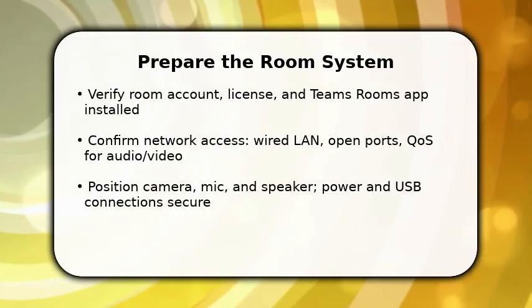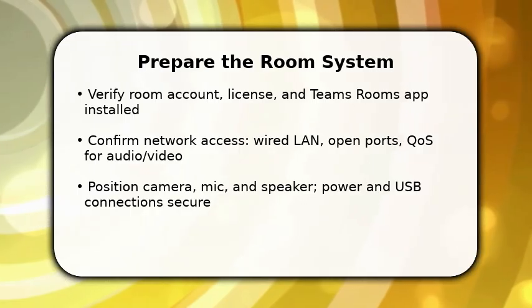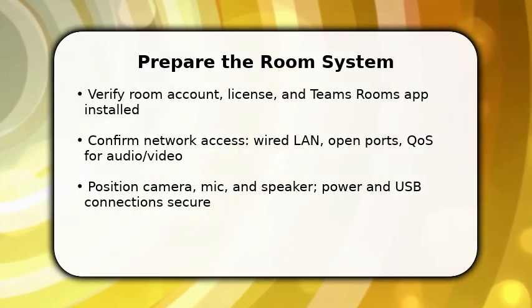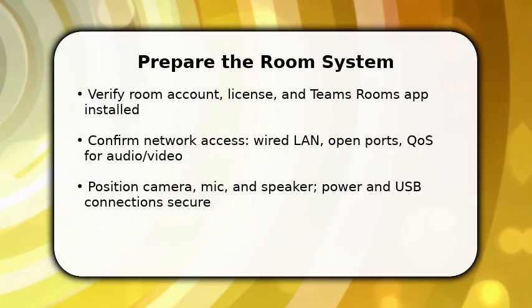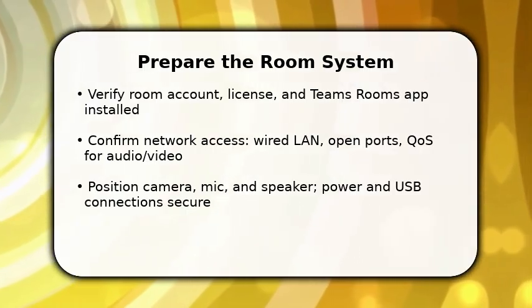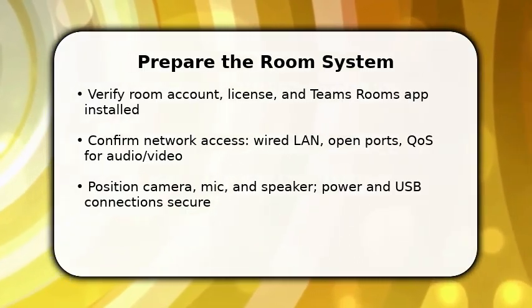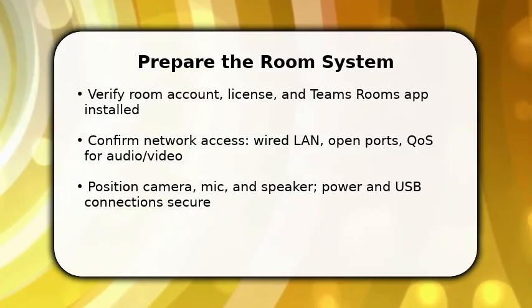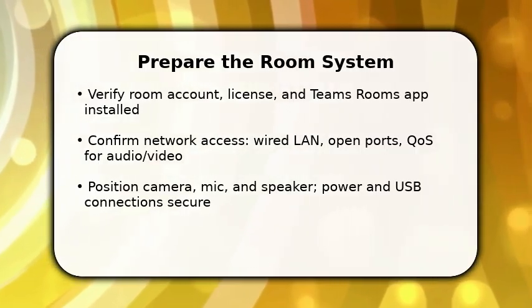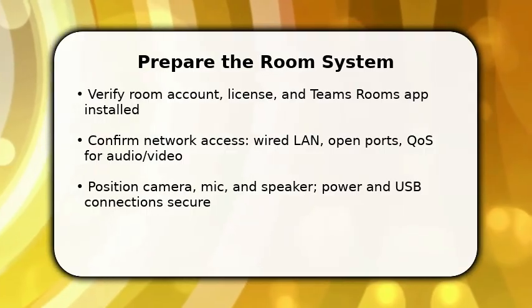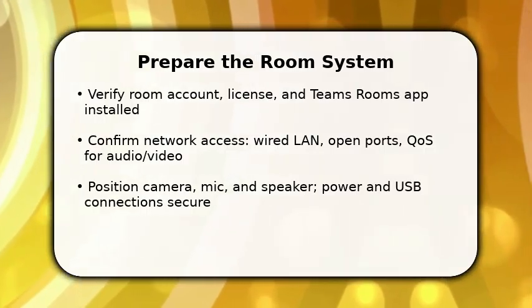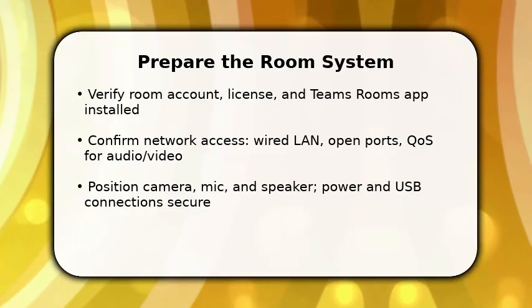You start by validating essentials. Sign into the Room account and ensure the Teams Rooms app is installed and licensed. Once authenticated, make sure the room uses a wired LAN with QoS so audio and video stay stable during meetings. Position the camera, microphone, and speaker to face participants and secure power and USB cables to avoid disruptions.